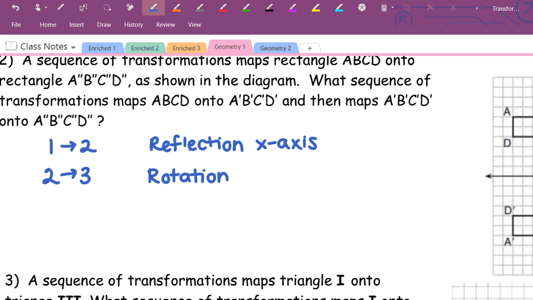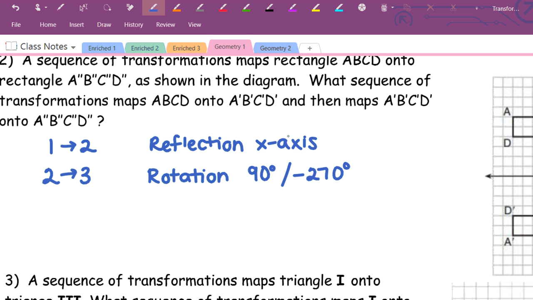You could say a rotation of 90 degrees. What else could you say besides a rotation of 90? You could also say negative 270 as well. Questions on that one? Okay.